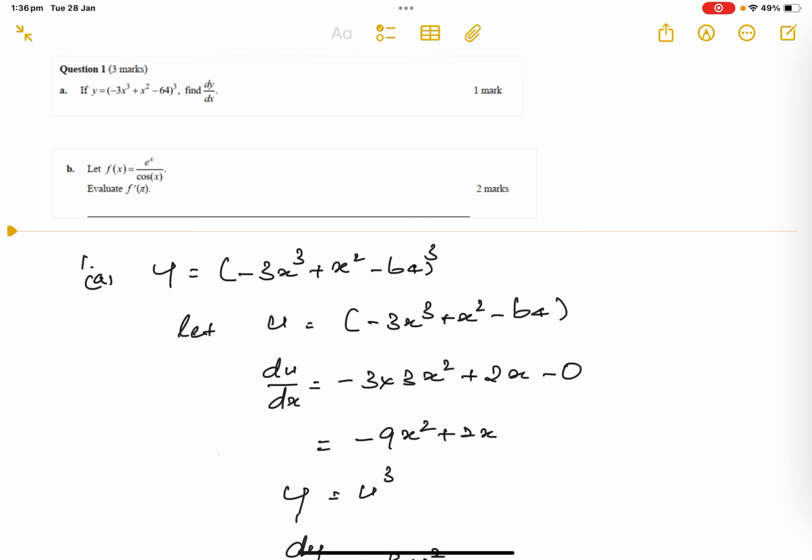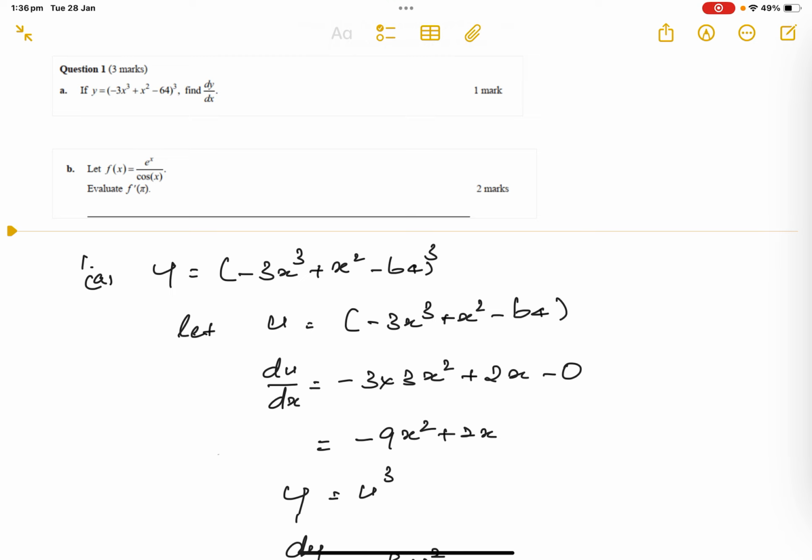A past question on differentiation. If y equals the bracket minus 3x cubed plus x squared minus 64, to the power of 3, find dy over dx. Rewrite the y function: y equals (minus 3x cubed plus x squared minus 64) cubed.